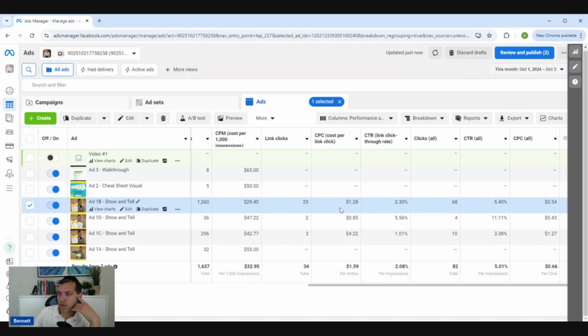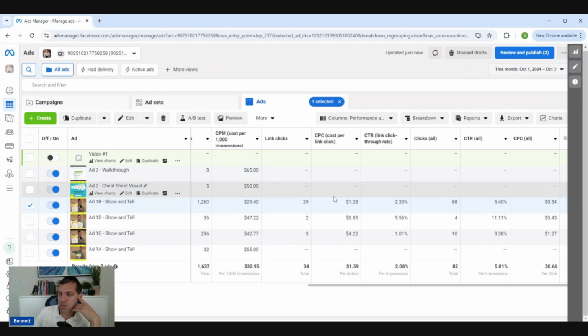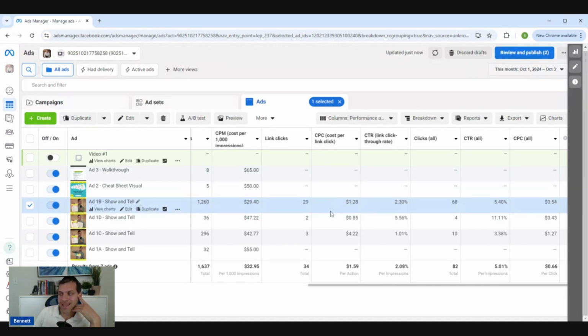What I'm really curious about is the CPC. So it's cost per link click, meaning that's for somebody who is actually signing up. You have the clicks button, which means how many people actually clicked on the ad. I don't know if you're the type of person who maybe accidentally clicked on an ad one time. So let's say for this example, 68 people have clicked on the ad. It could be they clicked it on purpose, it could be they clicked it by accident. But out of those 68 people, 29 actually put in their email address.